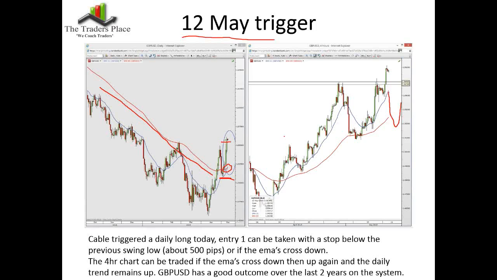And you can see here the 4-hour chart crossed up at that point. Now the trend is down, so I'm not interested in taking that long. Now the daily's changed, I have to wait for the 4-hour, and that could take another week or two. It might not cross down for another month or two.